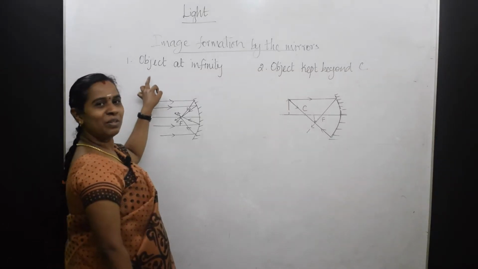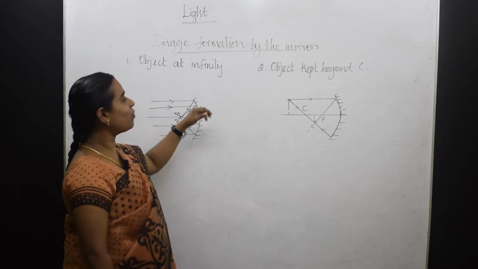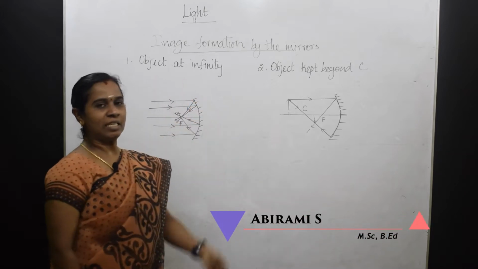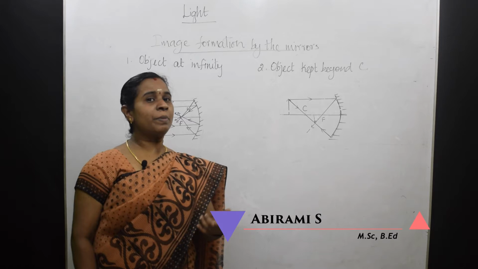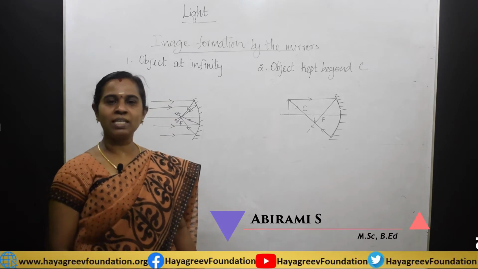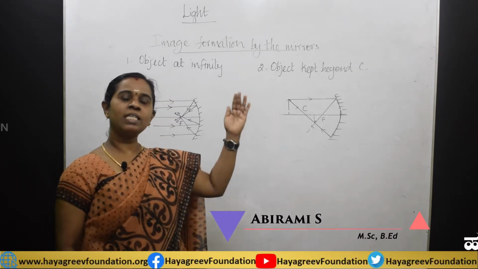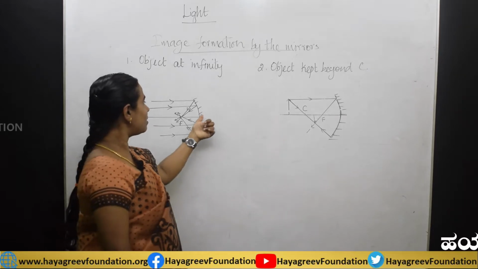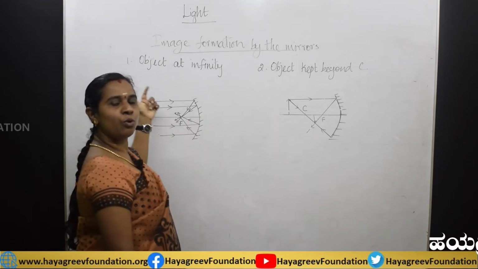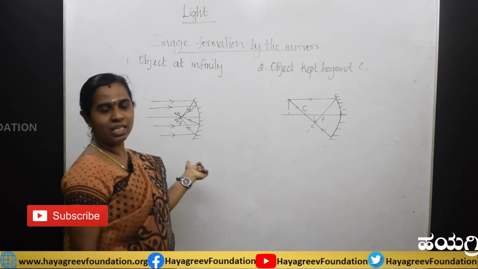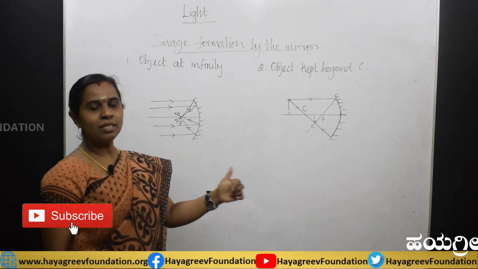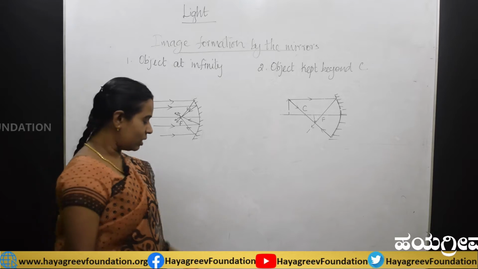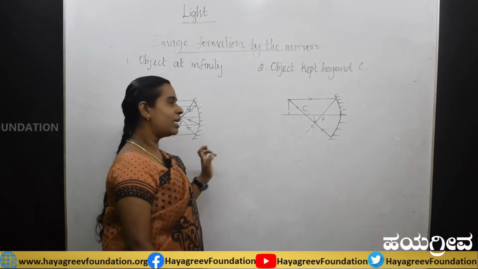So, first, the image formed if the object is at infinity. When I taught the principal focus of a concave mirror, I already said that if the object is kept at infinity, a real image is formed at the principal focus. So, the object is at infinity, and the image is formed at the principal focus. So, this is the first diagram.